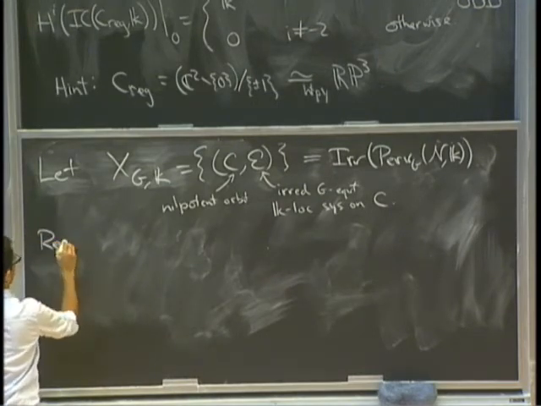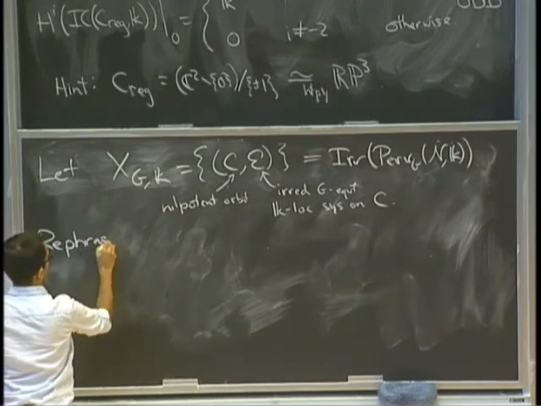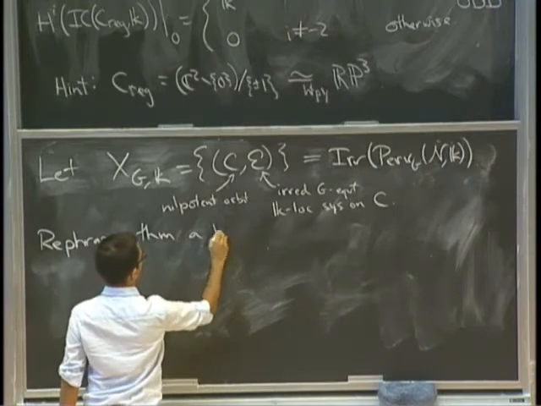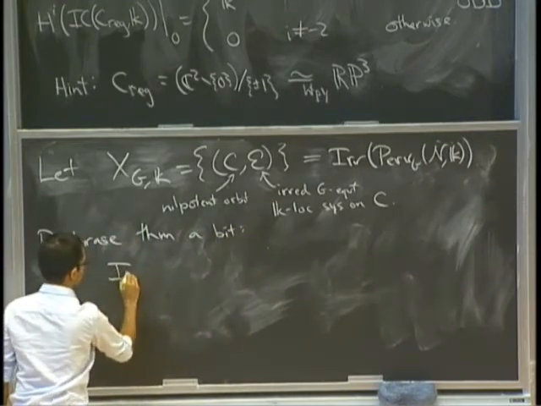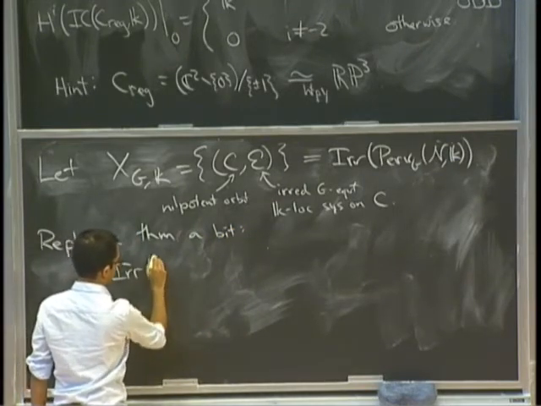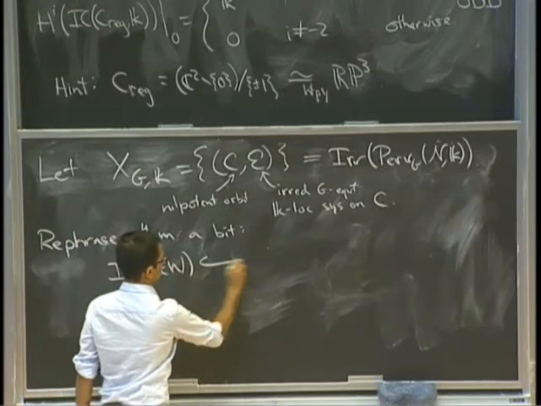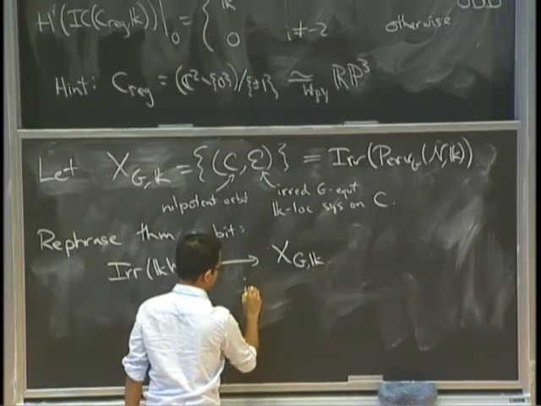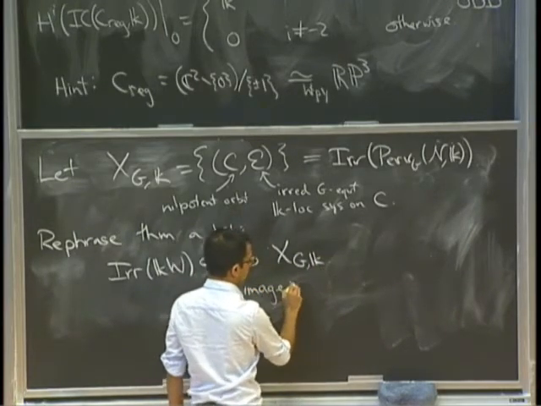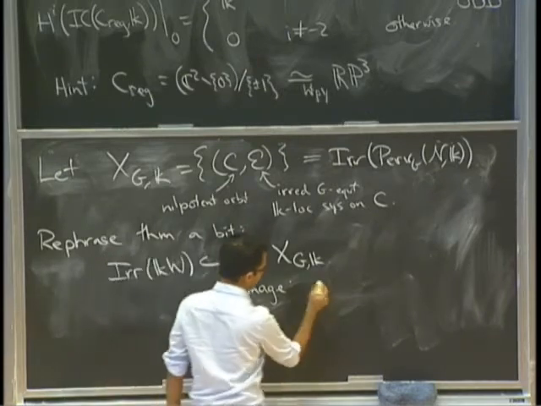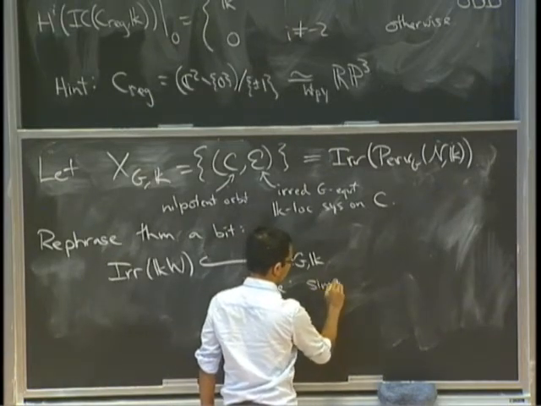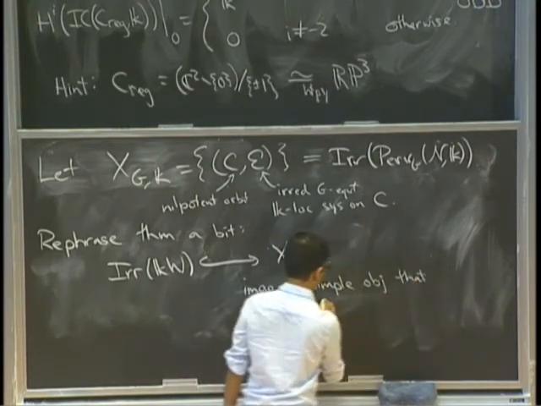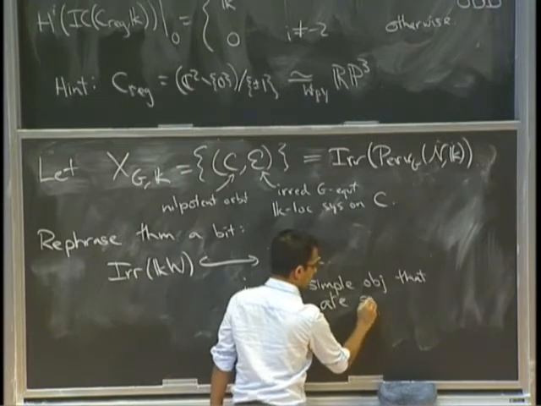You can rephrase the last theorem a bit. You get an injective map from irreducible KW-modules to X_{G,K}, and the image is simple objects that are quotients of the Springer sheaf.